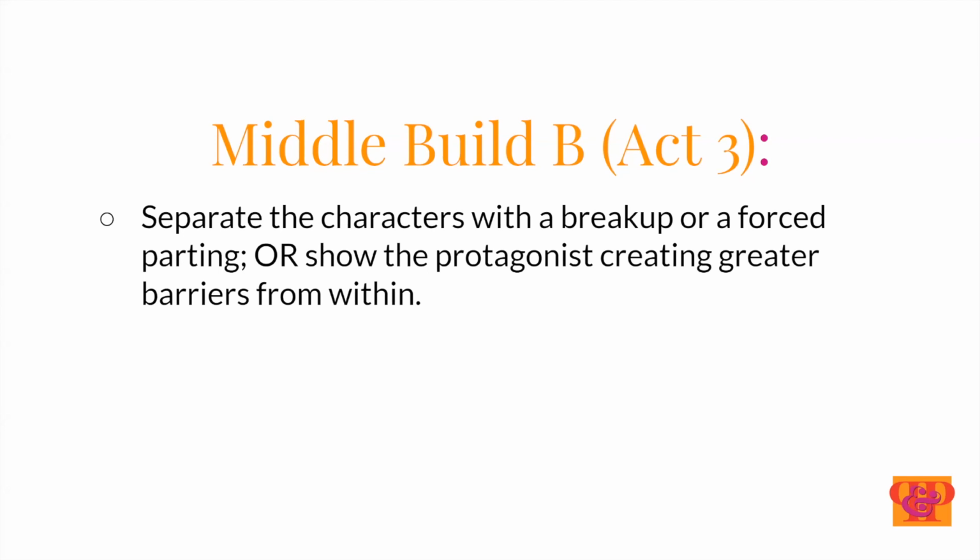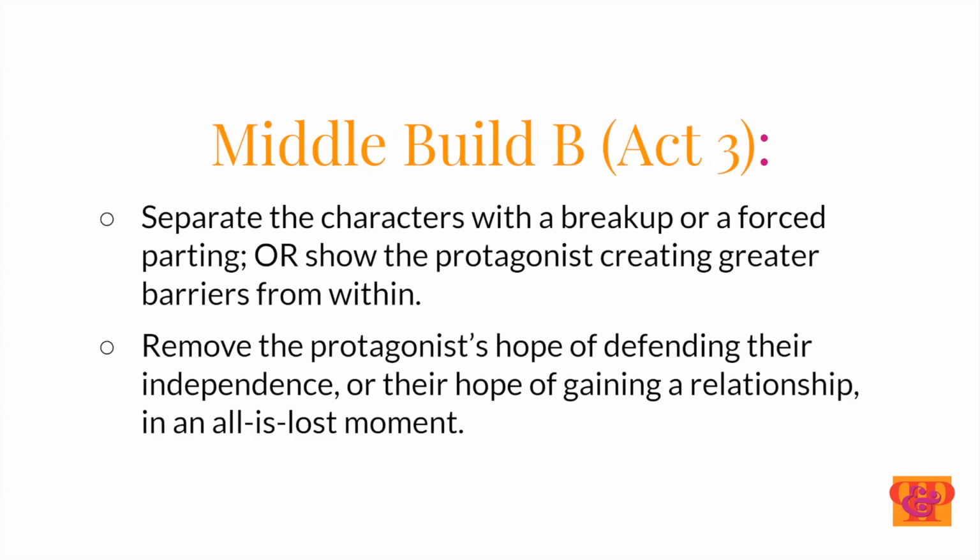The midpoint shift moves us into Act 3, the second half of the middle build. Here's where you separate your partners. This could be a breakup, it could be a parting forced by external circumstances. They may remain in the same place, but become estranged because the protagonist's internal barriers against vulnerability make the other just give up. Then create an all is lost moment by removing the protagonist's hope of ever gaining the other's love. In God's Own Country, this is when George gives up, takes a job in Scotland to go away from Johnny's emotional blockage.